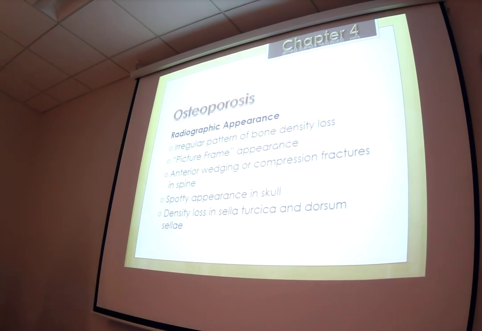Radiographically, you will see this most commonly in the spine or pelvic area. You have an irregular pattern of bone density loss, what we term a picture frame appearance. You have the anterior wedging or compression fractures in the spine. You're going to get a spotty appearance in the skull. You have some density loss in the sella turcica and the dorsum sella.